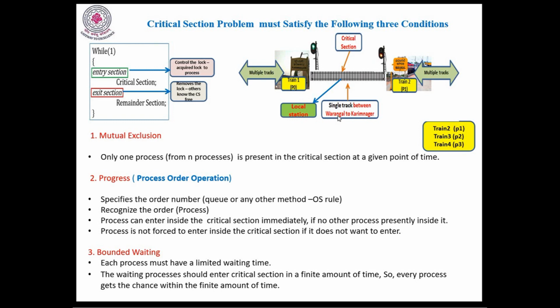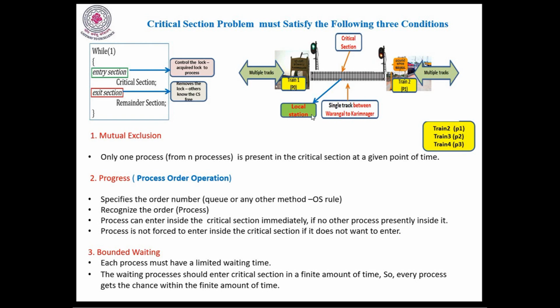Look at this picture. You see the importance of the remainder section. Suppose train 1 started from station 1. While traveling in the critical section area, there is a certain local station. In the local station, train 1 must wait for picking up the people. During this time, the signalman can take a decision whether this train requires this track or not. If it is required, he must permit train 1. So this waiting period is called the remainder section.